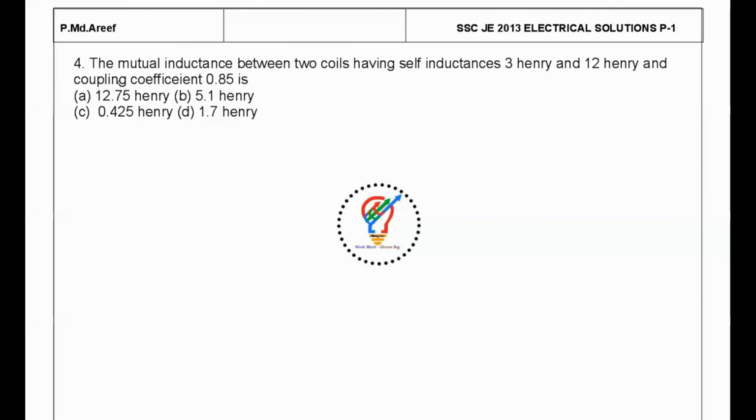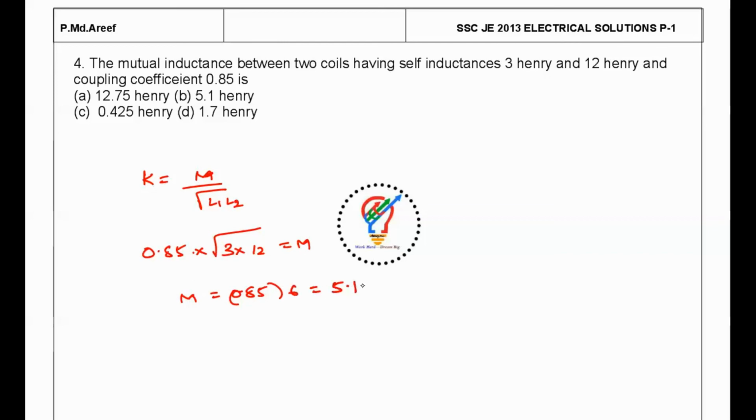Next question here is the mutual inductance between two coils of self-inductances 3 Henry and 12 Henry, and the coefficient of coupling is 0.85. We know the formula K is equal to M divided by square root of L1 L2. So M is nothing but 0.85 into square root of 3 into 12. So what is M? It is 0.85 into the square root of 36, which is 6, so 5.1 Henry is the answer.